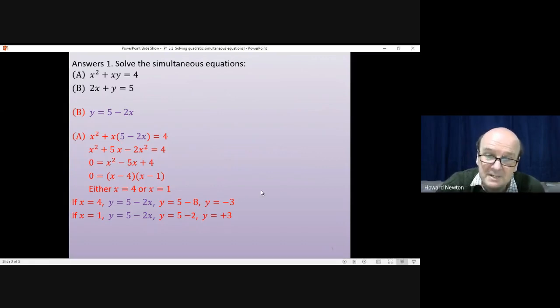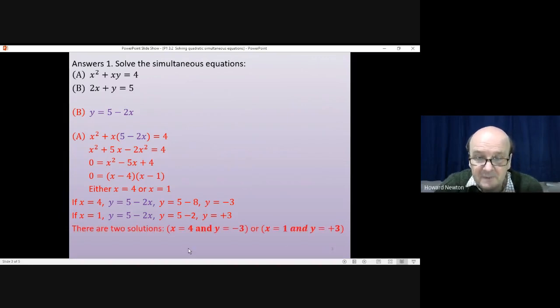Do be careful how you write down the answer. Just write it down neatly, making it absolutely clear what the two solutions are. So there are two solutions, and the first one is x equals 4 when y equals minus 3, and the second solution is x equals 1 when y equals 3.